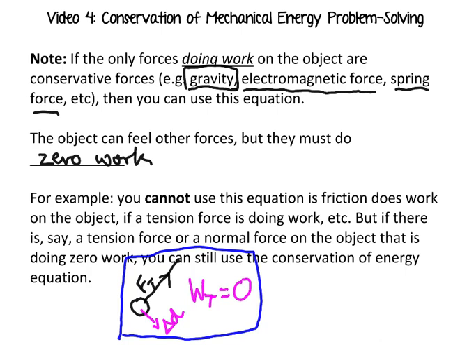But if you had this sort of situation here, maybe we've got a sled or something, and you're pulling it along with the tension force like this, and the displacement is this way. Well, here the tension force is doing work. So in this case, you could not use your conservation of mechanical energy equation. It wouldn't work here. In grade 12, you'll learn a little tweak to that equation, which lets you solve problems like that. But for now, we can only use our conservation of mechanical energy equation if gravity is the only force that does work on your object.